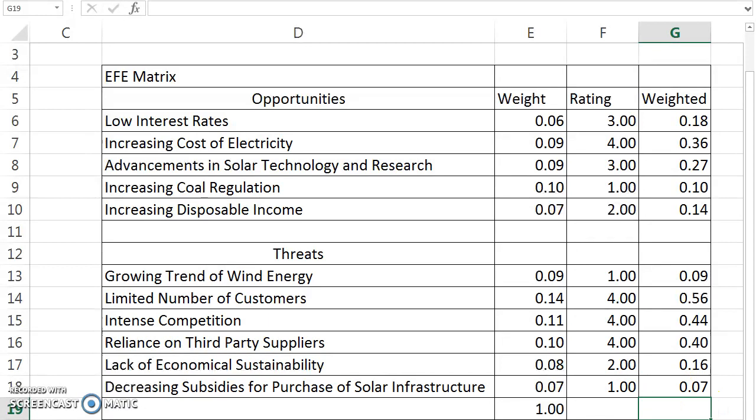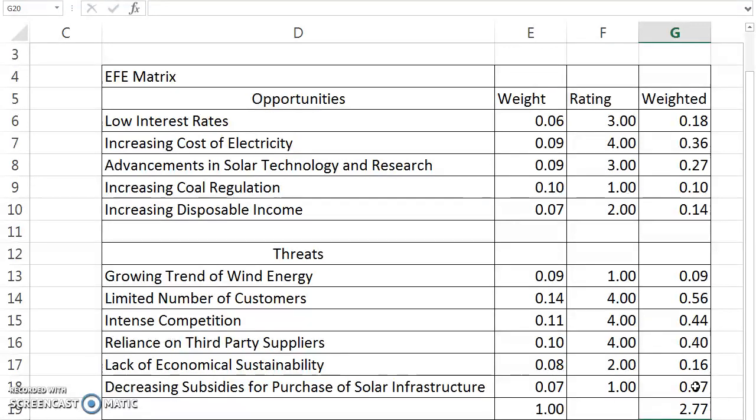It's just a pet peeve I have. So now I want to get the total weighted average. I'm down in the very last cell under my last weighted. I'm going to click Auto Sum. I'm going to highlight all the cells I want to total together. And there we go. There it is, my total EFE score for this company.